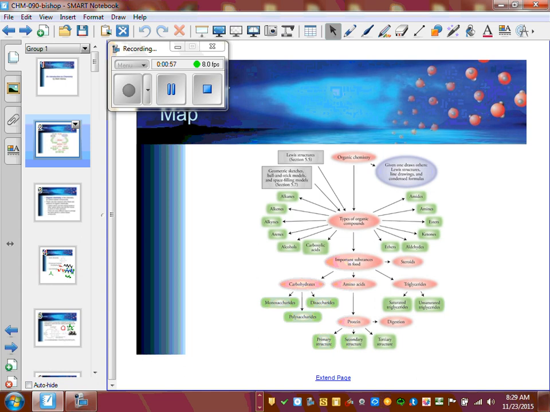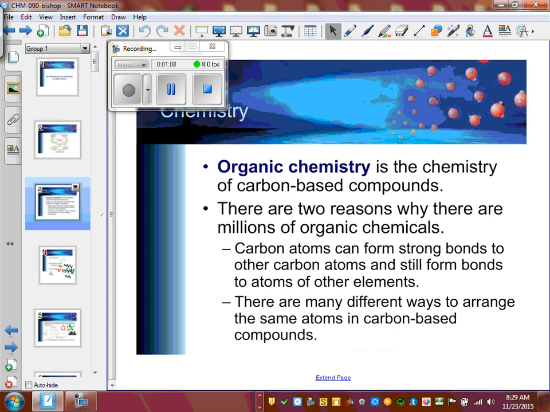We have a whole bunch of different types of organic compounds. There are literally millions of them. Organic chemistry is the chemistry of carbon-based compounds. Why are there so many? Because carbon atoms can bond to other carbon atoms and also other elements, so there's an unlimited number of combinations we can make. And there are many different ways to arrange the same atoms in a carbon-based compound.